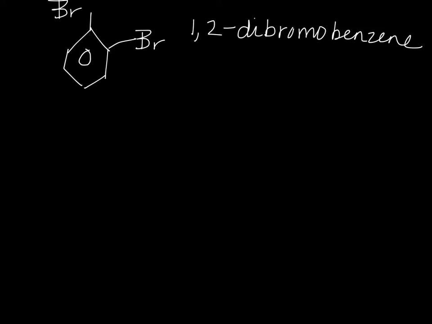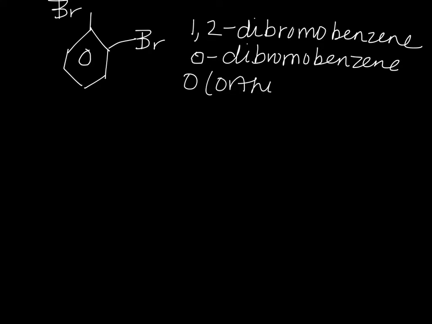So 1,2-dibromobenzene. Now this is also called ortho-dibromobenzene. And the O for ortho means that you have two adjacent groups or substituents.